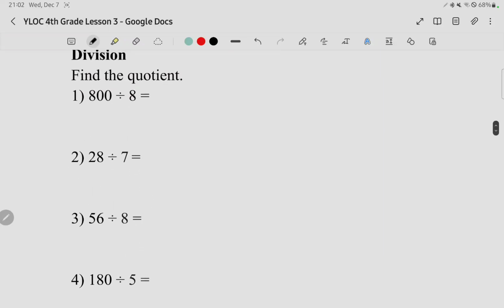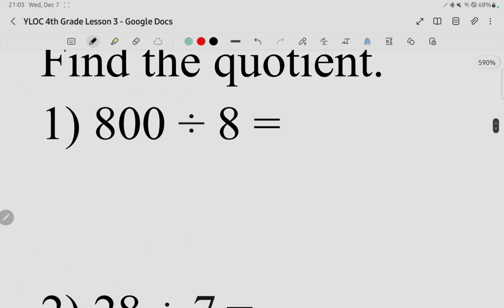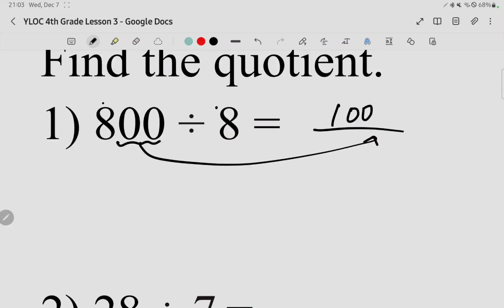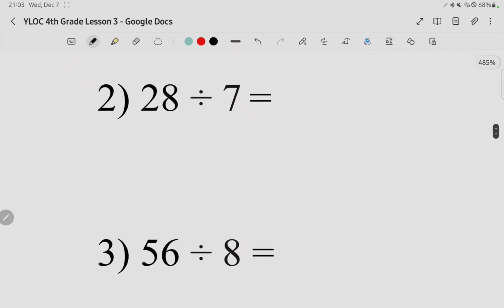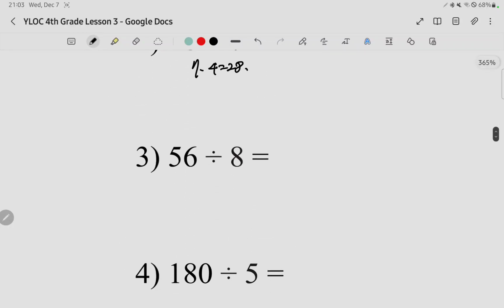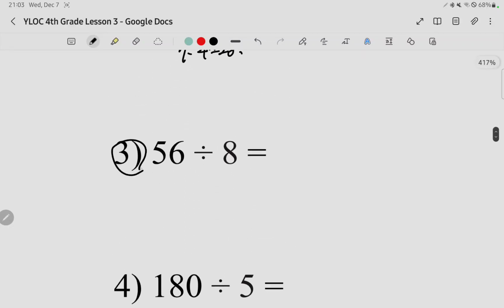And so you know the zero rules: if you have 0, then you can put it back, and 8 divided by 8 is 1, so this becomes 100. This one you have to know that 7 times 4 is 28, which comes from the multiplication chart. It is also good to memorize the multiplication chart. Same as number 3, 8 times 7 is 56, so this becomes 7.